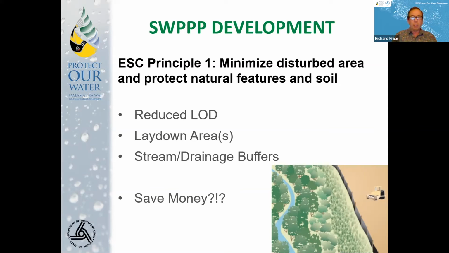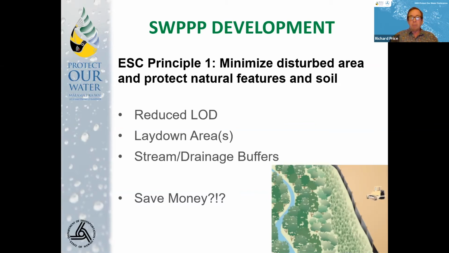So principle number one, minimize disturbed area and protect natural features and soil. Seems obvious, but you get a set of plans and they show you the limit of disturbance. And so you immediately go out and survey it and mark that off and clear and grub the entire area. But if you stop and look at it, it may be that you don't actually have to clear all of that.